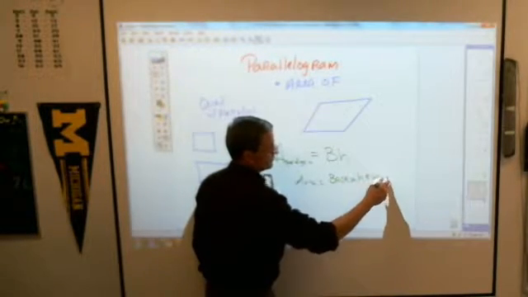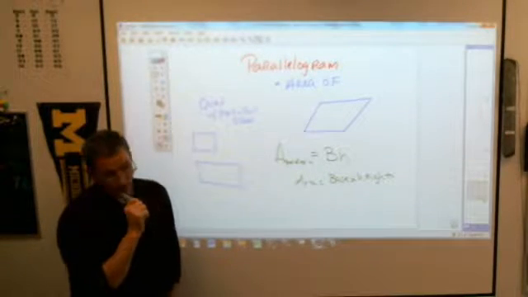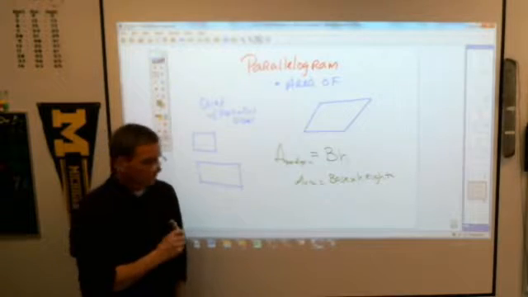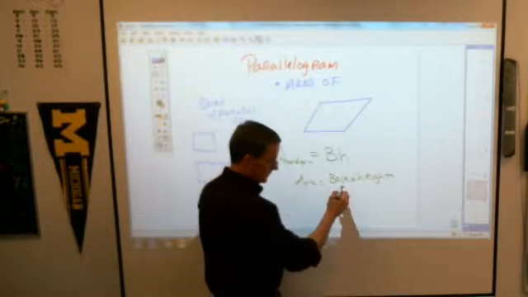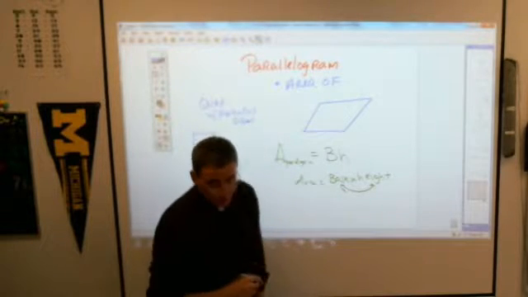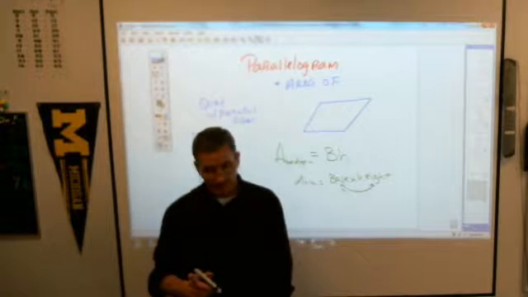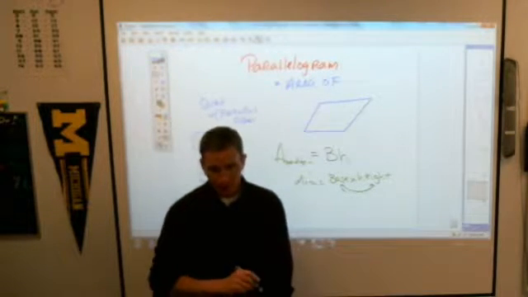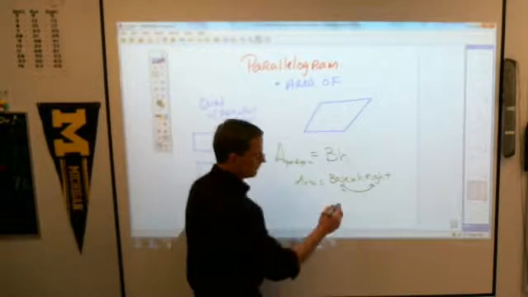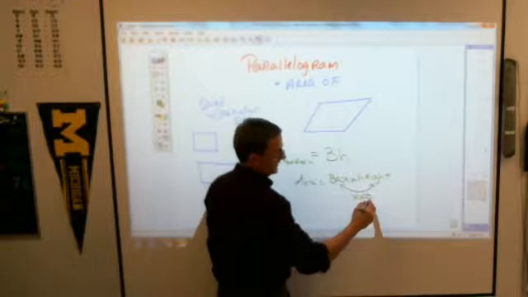Anybody, when have you ever seen base times height before? Lauren. Area of a triangle. When in math you use base and height, ladies and gentlemen, something has to be true. Do you remember what that little truth is? There's a reason why I didn't say length times width, because length and width are not the same as base and height. Base and height have to be perpendicular to each other. They must form a right angle.